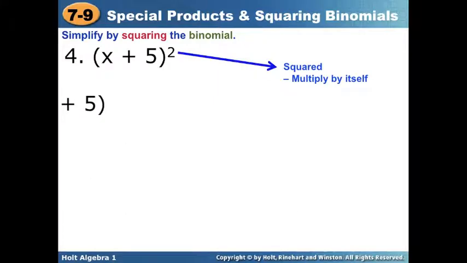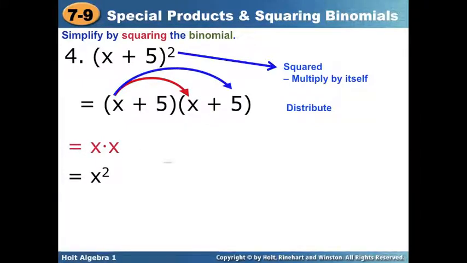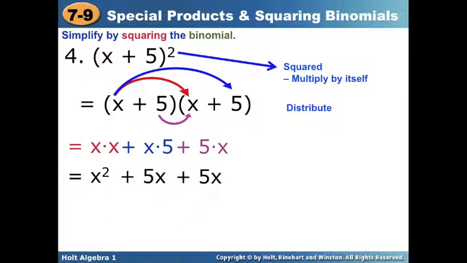Otherwise, go ahead and square the binomial, meaning times itself. So we have x plus 5 times itself, x plus 5. We're going to use the distributive property to simplify. X times x is x squared. X times 5 is 5x. 5 times x is 5x. And finally, 5 times 5 is 25.